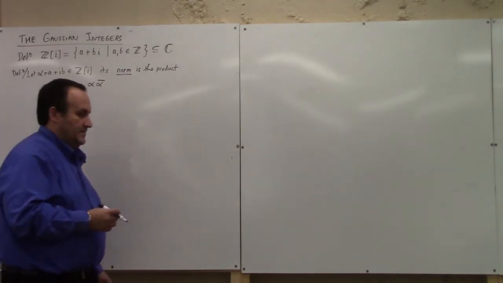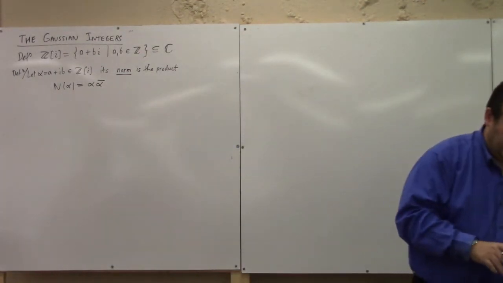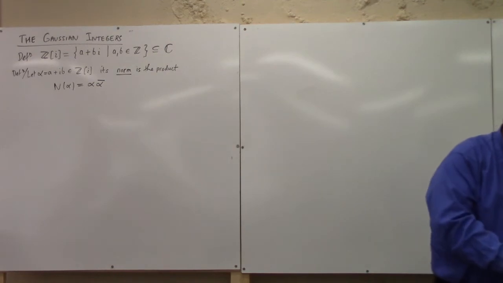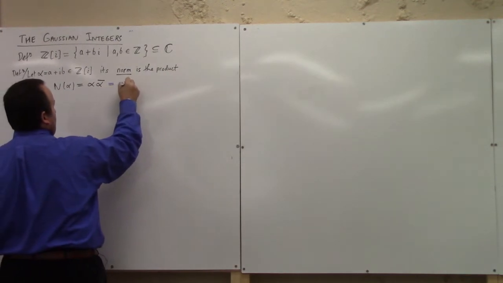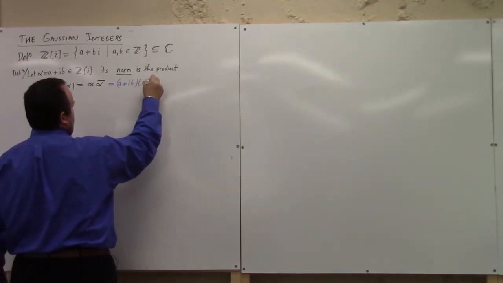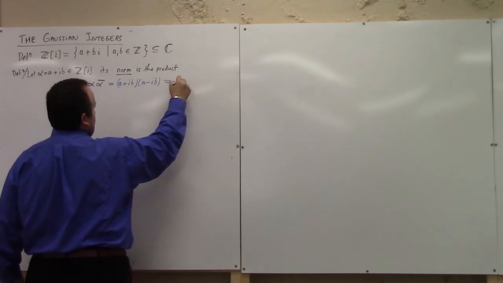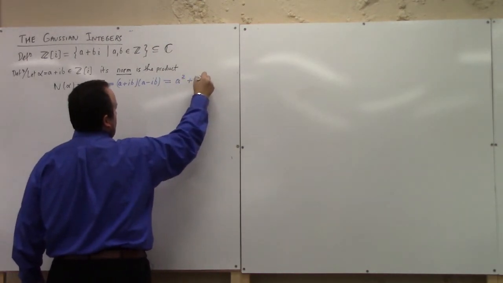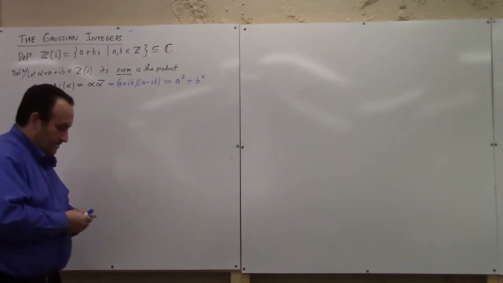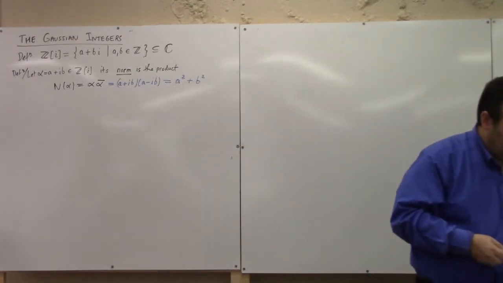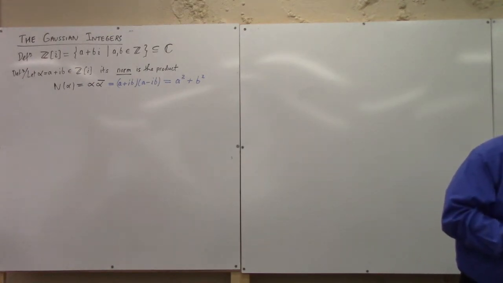So let's work out that. That's a plus ib times a minus ib, which works out to a squared plus b squared, because when we multiply that out, we get a squared plus iba minus iba, and then minus i squared b squared. But minus i squared is 1, so we just get plus b squared. So this is the norm.